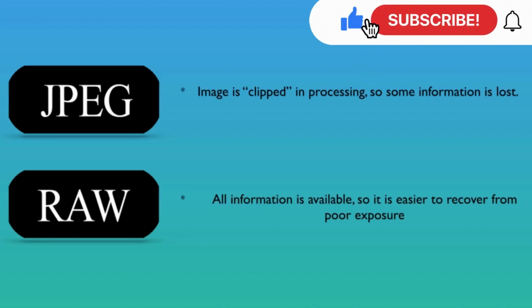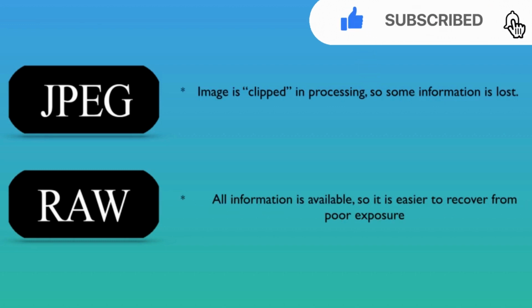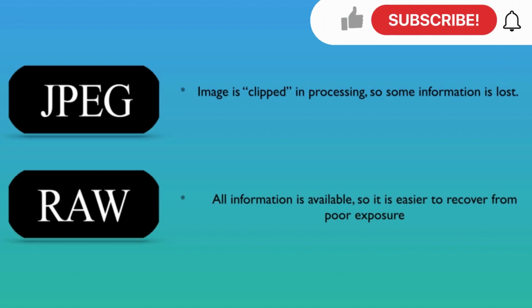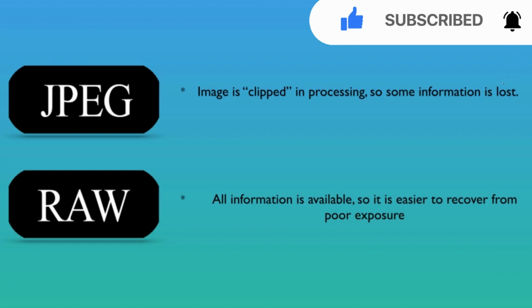A JPEG image is clipped in processing, so some of the highlights and some of the shadows are clipped, so that information is lost. A RAW file, all information is available, nothing's been clipped, so it's easier to recover from a poor exposure with a RAW file.